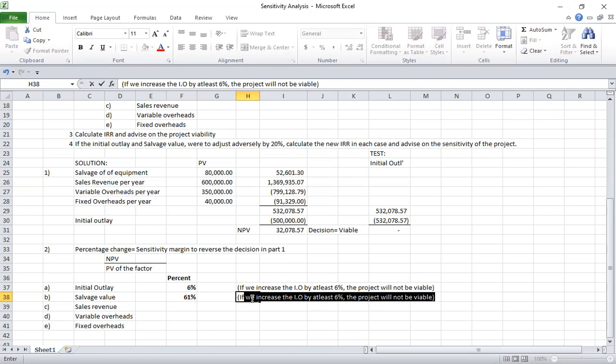So if the salvage value is now decreased by at least 61%, again we conclude that the project will not be viable. That is what that means.